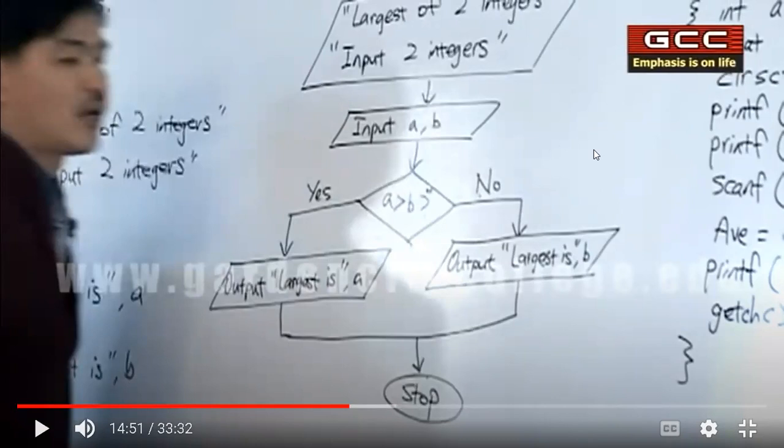This one is a selection structure, because it makes a selection right here. Either I select A and output A, or I select B and output B. So you select one of two. Again, this is a selection structure. The first one that we did was a sequential, okay? It was straightforward.